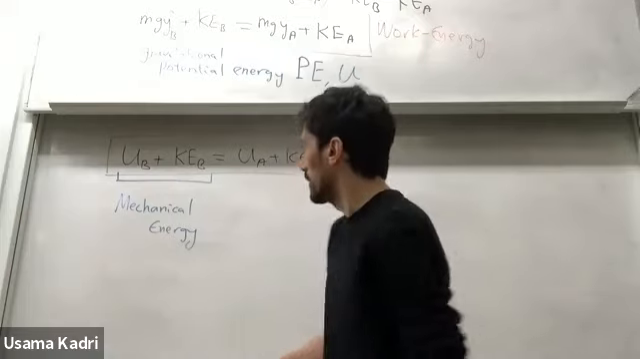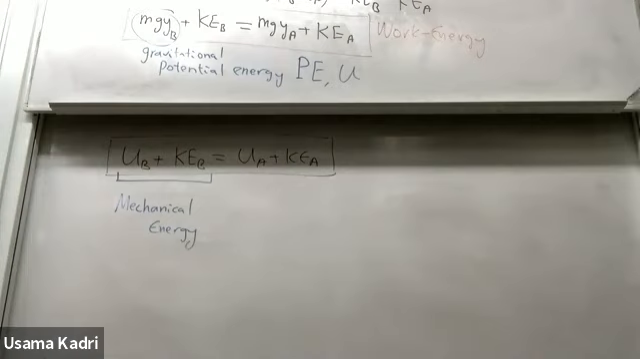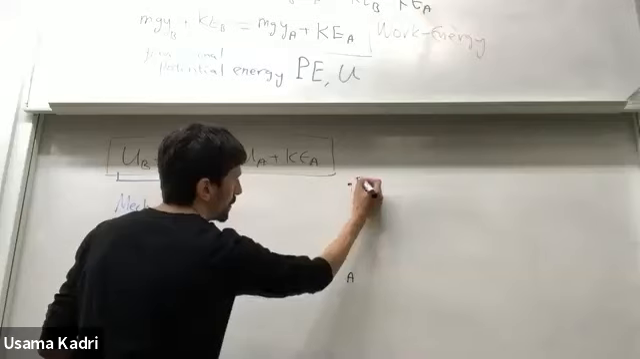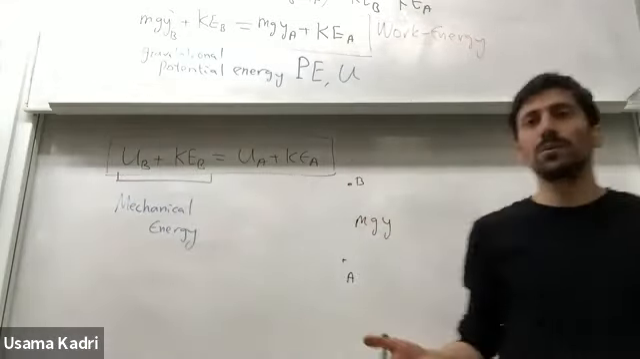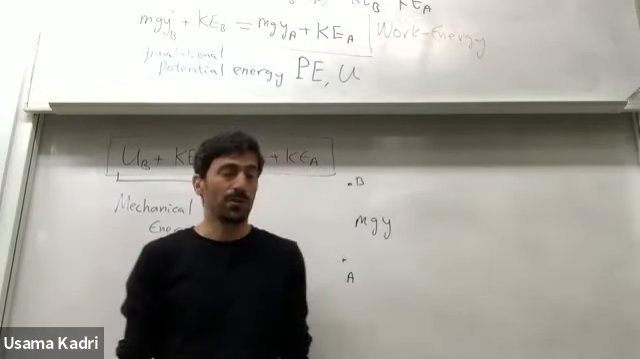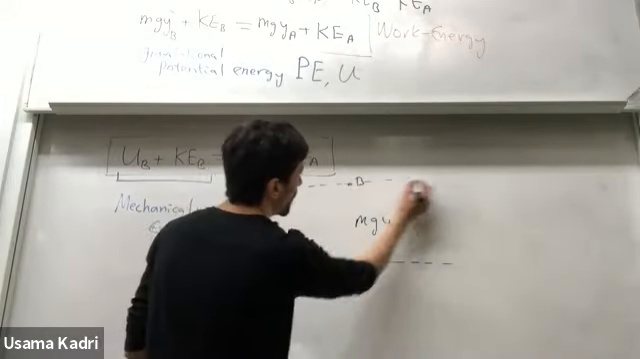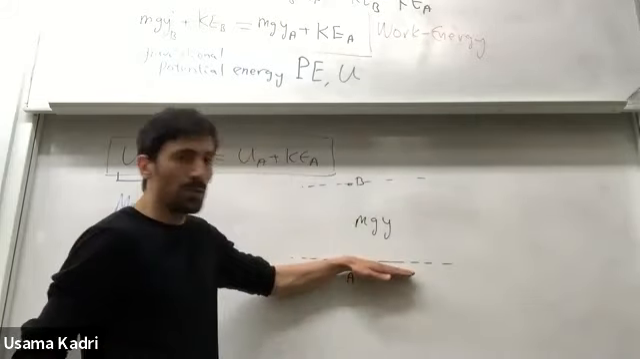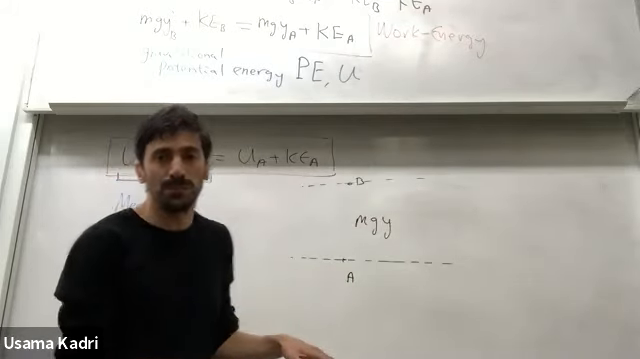And the question is, okay, you've seen that mgy between two points A and B, right? How do you decide what is y equals 0? And the answer is it doesn't matter. As long as you're consistent, you can decide y equals 0 here. You can decide y equals 0 here. You can decide potential energy being 0 at this level, or at that level. It doesn't matter. What's important is the difference in the potential energy.